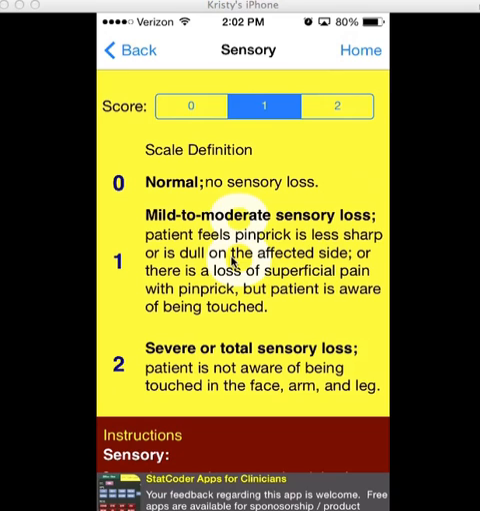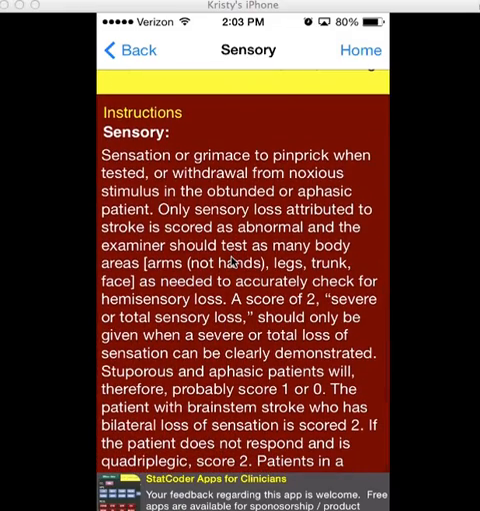A patient may keep his eyes open for this portion of the exam. You will perform this portion of the exam using a safety pin. Avoid hands and feet when testing sensation, as they may have decreased sensation at baseline. Test the arms, legs, and face. Ask the patient if they can feel the touch and if there is any difference between the two sides.